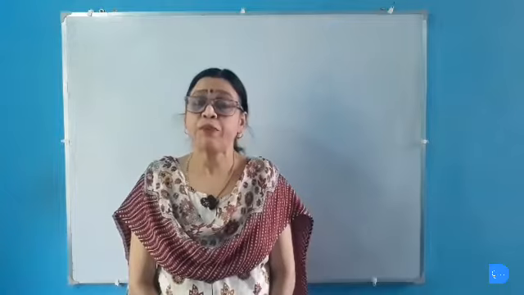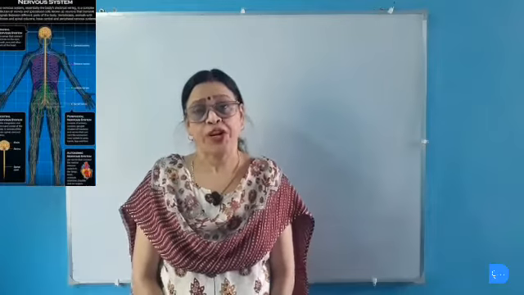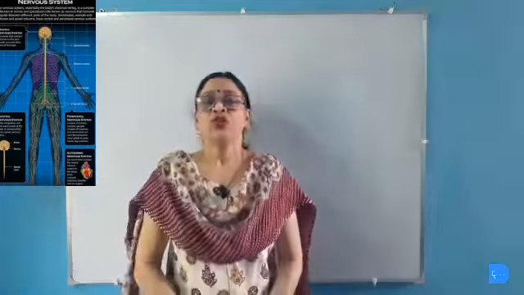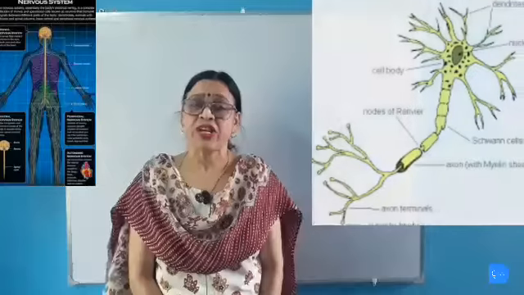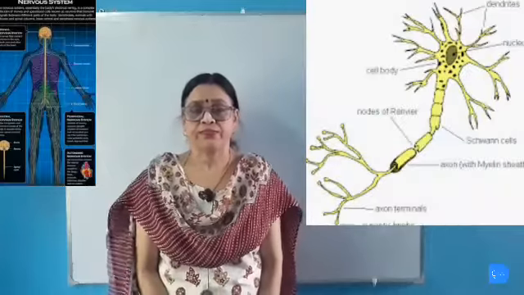Here we will discuss an important question from control and coordination in animals. So our first question is, what is neuron? Neuron is the nerve cell which is the structural and functional unit of nervous system.